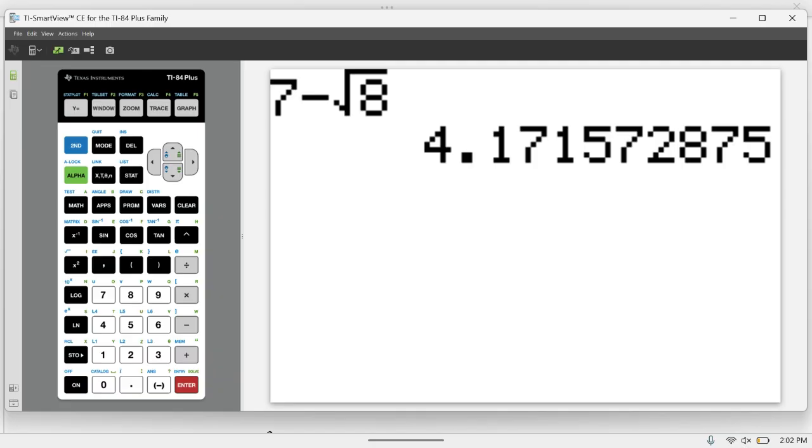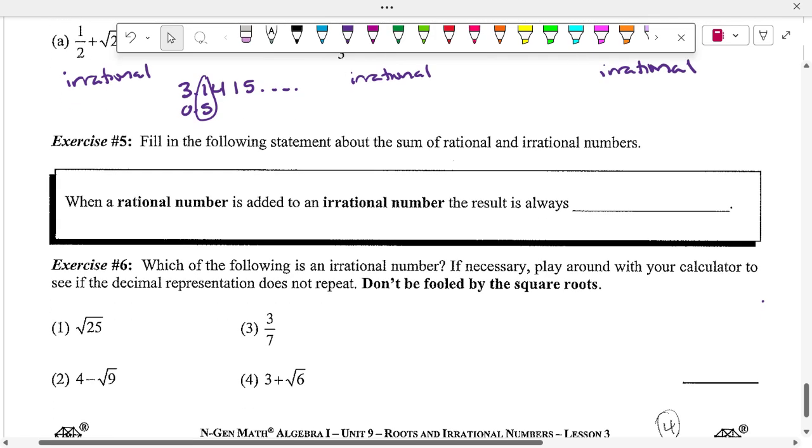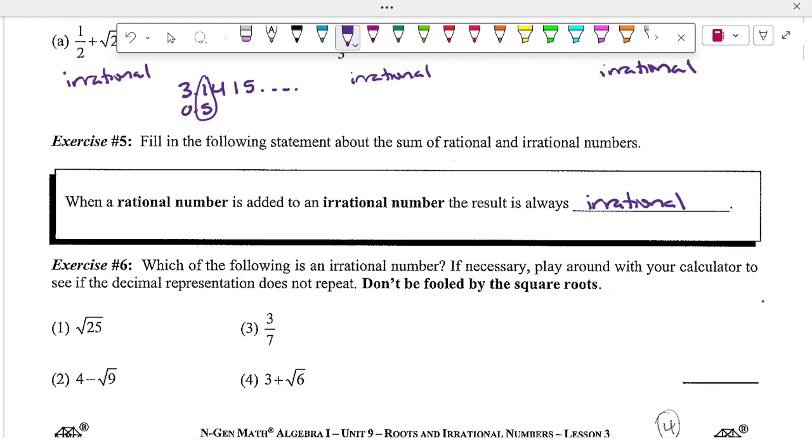So if we look at this number, is there a clear pattern of the decimal places? Nope. Looks pretty random to me. Is there a terminating point? So is there an end in sight? Nope. It may look like there's an end in sight, but that's just as many numbers as your calculator can produce or fit on its screen. So it's still irrational. So when a rational number is added to an irrational number, the result is always irrational. And that just logically makes sense.